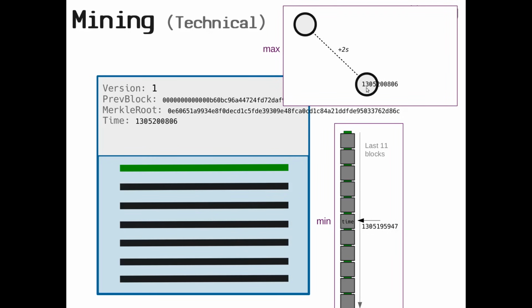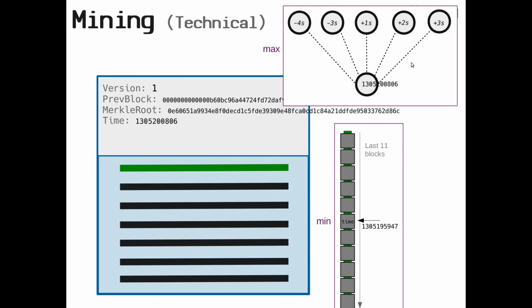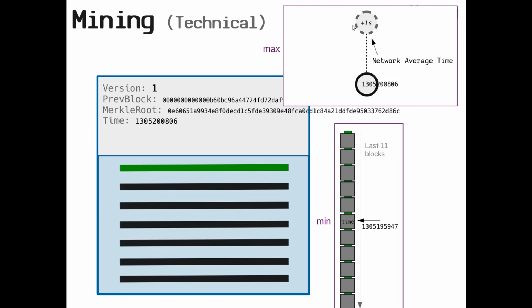And so your node will keep track of the difference between all of the times of the nodes you're connected to. And if you put them in order and you take the median time of all the nodes you're connected to, that's called the network average time. So the maximum value of this time is the network average time plus 2 hours.